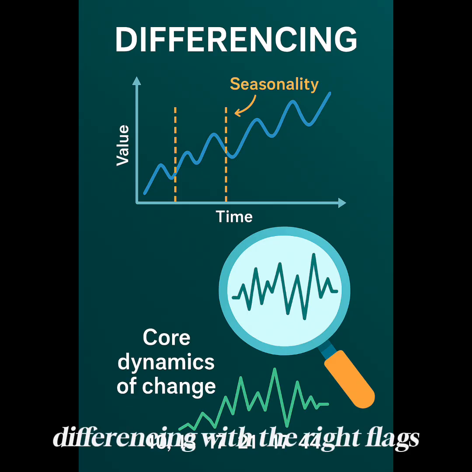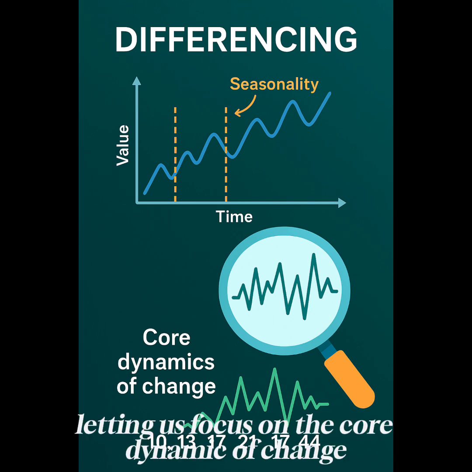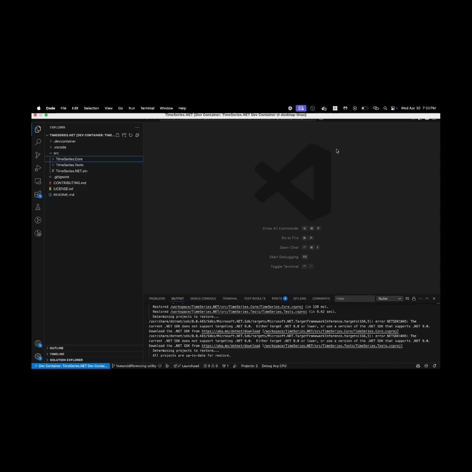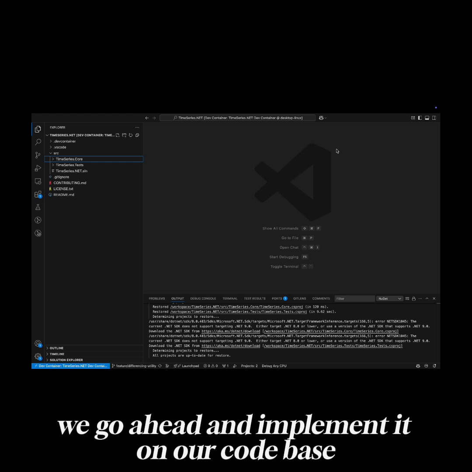Differencing with the right lags helps remove trend or seasonality, letting us focus on the core dynamic of change, like volatility, shocks, or pattern cycle. Having explained the concept of differencing, we'll go ahead and implement it in our code base.